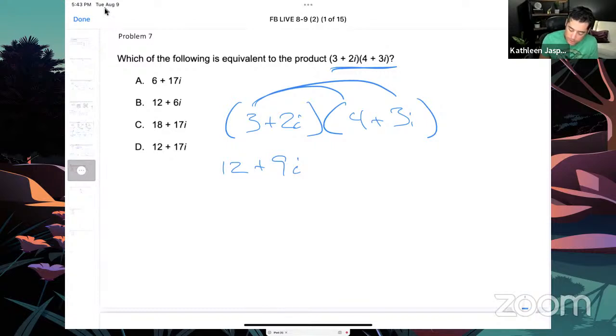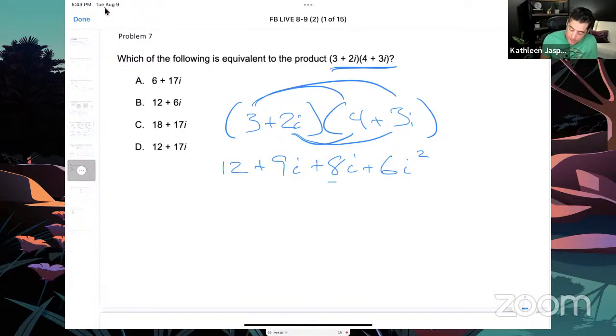Next, we go with the 2. So 2i and 4 give me 8i. And then 2i and 3i give me 6 because 2 times 3 is 6. But i times i, or any variable multiplied by itself, is now going to be that variable squared. Next, do everything else that you normally would. You always combine like terms.